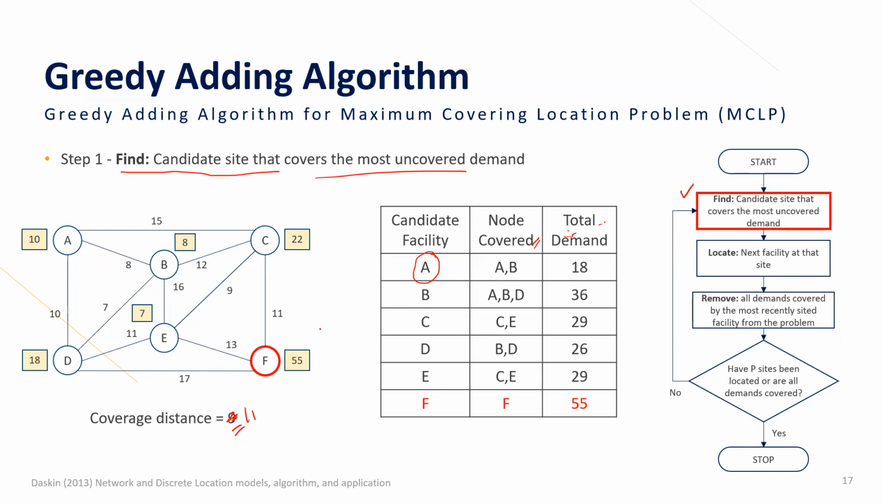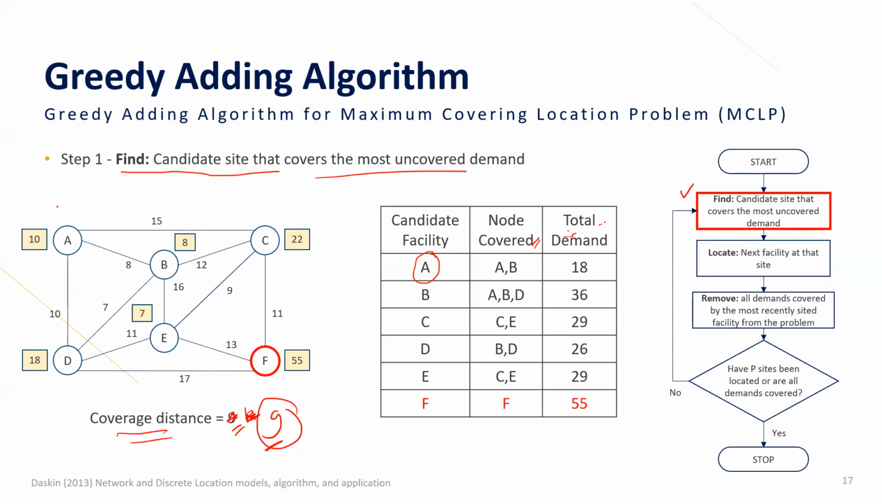No, it's 9. Sorry, 9. A to B, A to C, A to D. Okay, now you check among these connections which one has a distance from one point to another that is less than 9, less than the coverage distance. Those nodes we consider as covered.